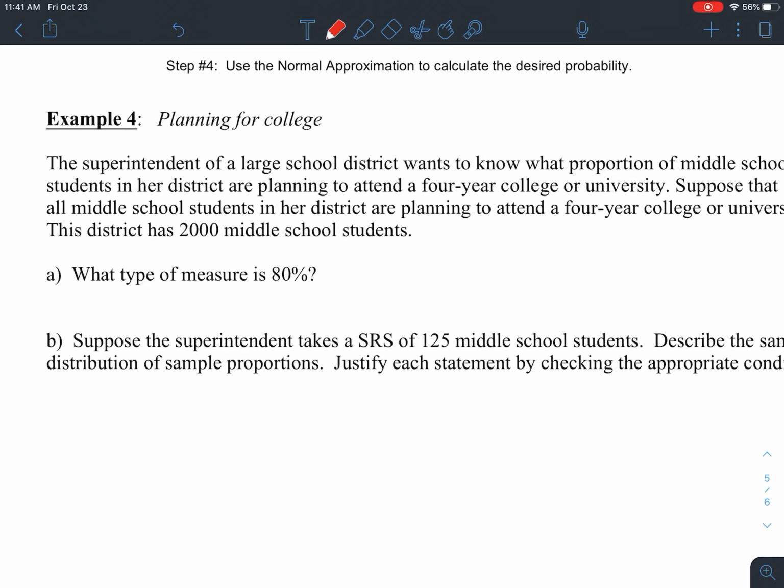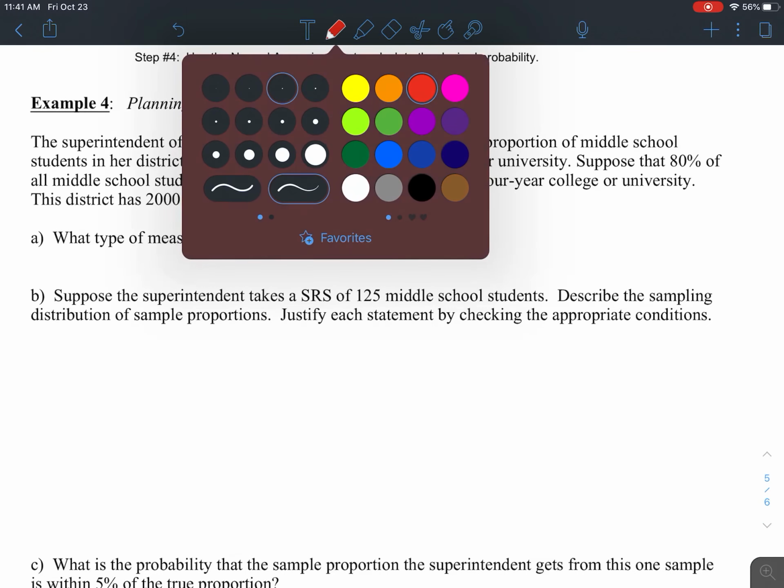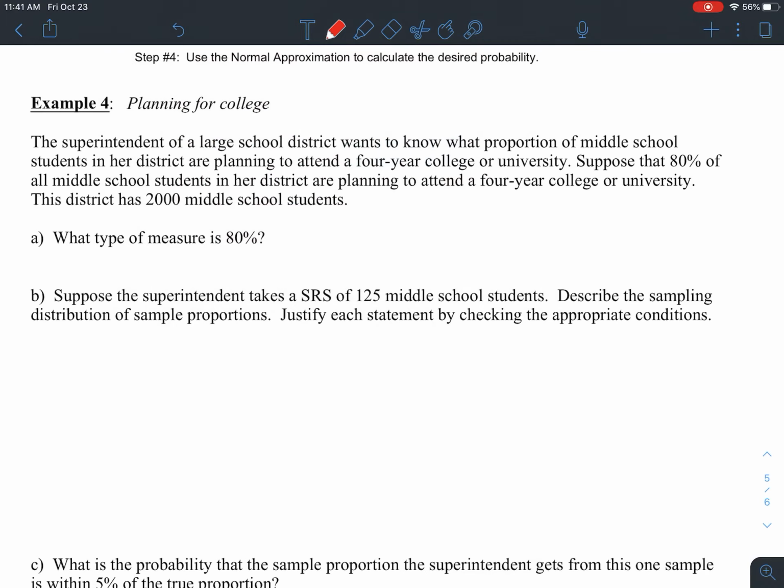Planning for college. It says the superintendent of a large school district wants to know what proportion of middle school students in her district are planning to attend a 4-year college or university. Suppose that 80% of all middle school students in her district are planning to attend a 4-year college or university. Keep in mind here, this superintendent isn't necessarily interested in all middle school students in the country. She's really just interested in the middle school students who are in her district.